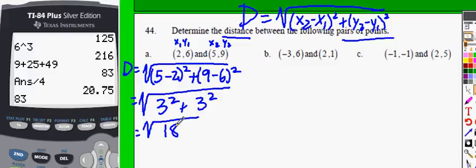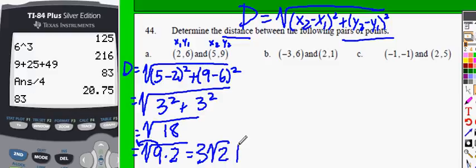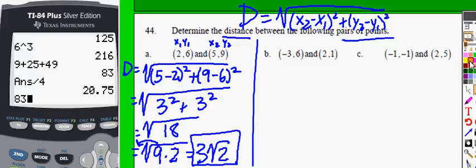The biggest perfect square that goes into 18 is 9, so this is really the square root of 9 times 2. Once you can take something square root, it earns its way out of the root sign. So the square root of 9 is 3, and 2 is left behind inside the radical. All right, let's look at B.